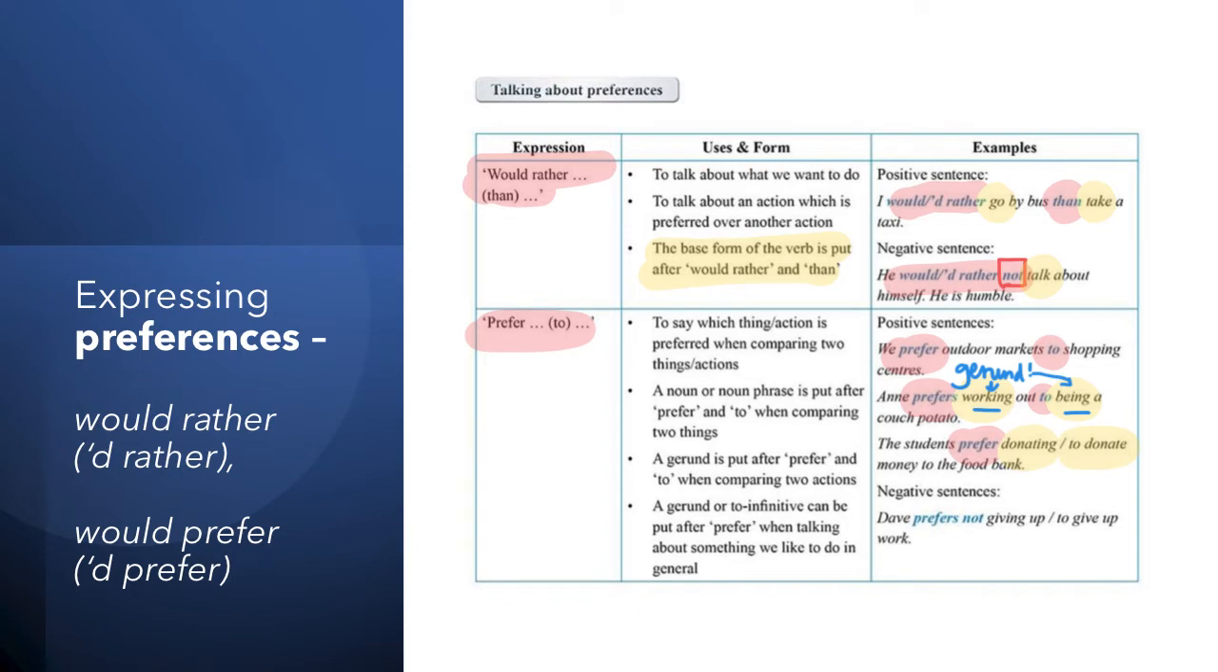And lastly, how do we form the negative sentence? We put the word not after prefer. So for example, in the sentence, Dave prefers not giving up, or Dave prefers not to give up work. Here we can use either the gerund or the infinitive because we are only telling people what we like in general, but not what we'll choose out of two choices.